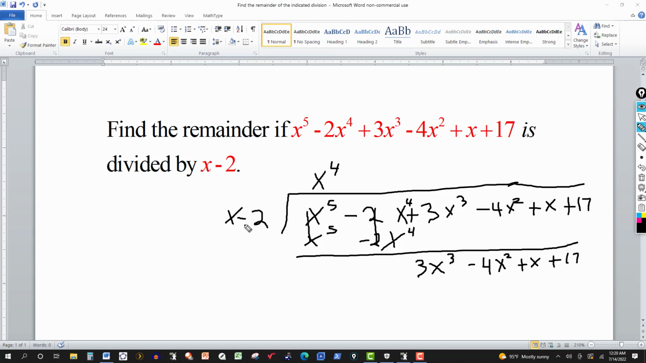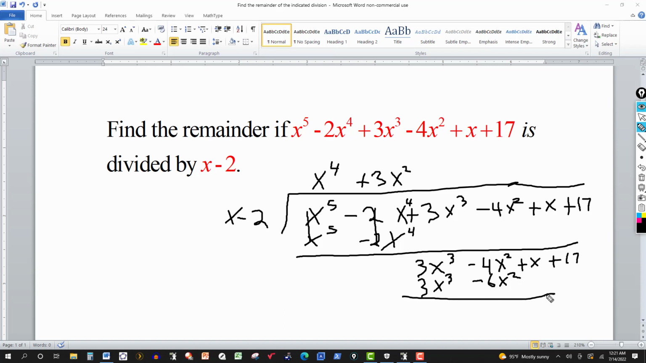And we proceed again. So 3x to the third, that becomes your new dividend. We're still dividing by x minus 2, so x to the third divided by x gives me a plus here. That's the 3x squared. And then we multiply. So it's 3x squared times x gives me a 3x to the third, and then 3x squared times a minus 2 is a minus 6x squared.